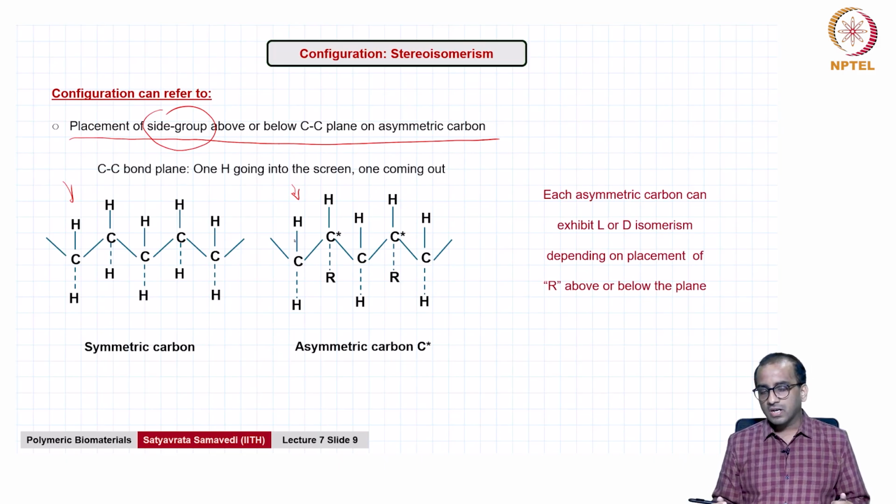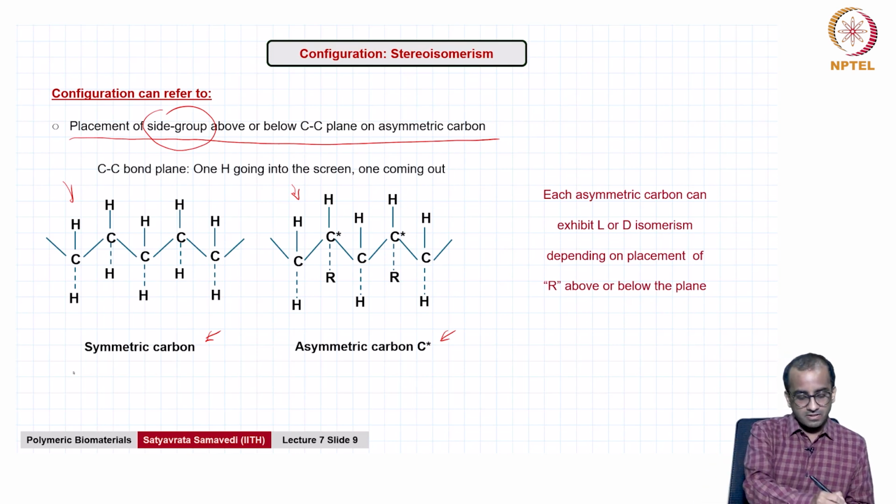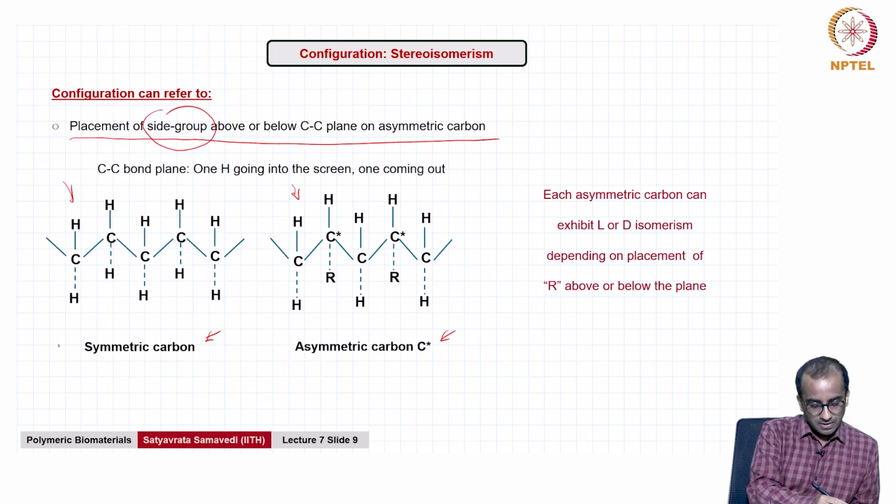And you notice here that I have two examples. One, what I call a symmetric carbon, another is called an asymmetric carbon marked by an asterisk. A symmetric carbon here simply is a carbon atom where all the hydrogens are indistinguishable.